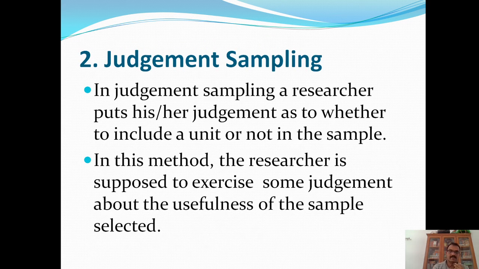Judgment sampling. In judgment sampling, a researcher puts his judgment as to whether to include a unit or not in the sample. That means whether an item is included in the sample depends upon the judgment of the researcher. In this method, the researcher is supposed to exercise some judgment about the usefulness of the sample selected.